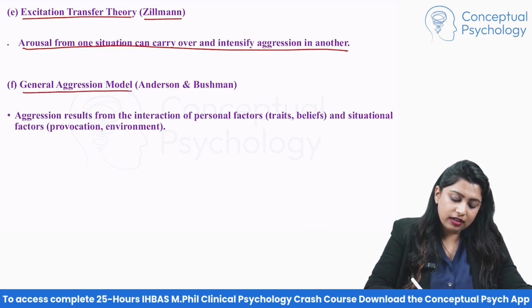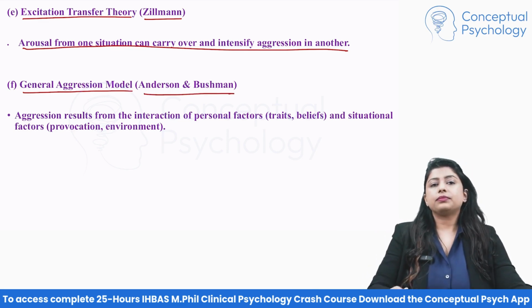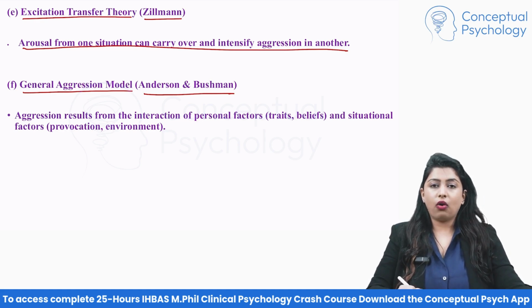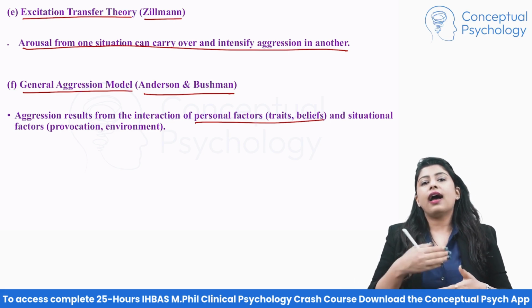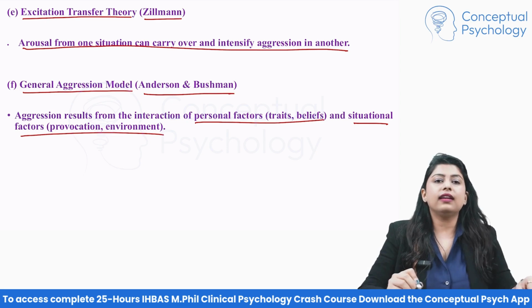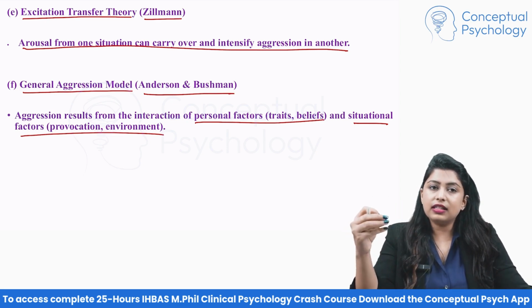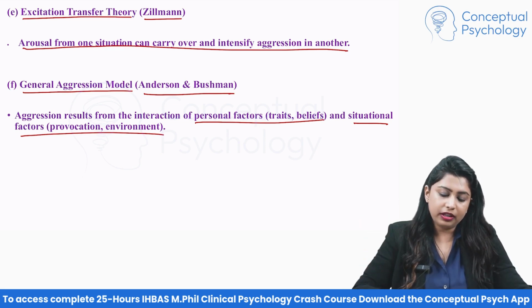Then comes the general aggression model given by Anderson and Bushman. So here the aggression results from the interaction of personal factors like the traits and beliefs, and situational factors, which are the provocation and the environment. So, a person with an aggressive personality is more likely to lash out when provoked in a competitive game.